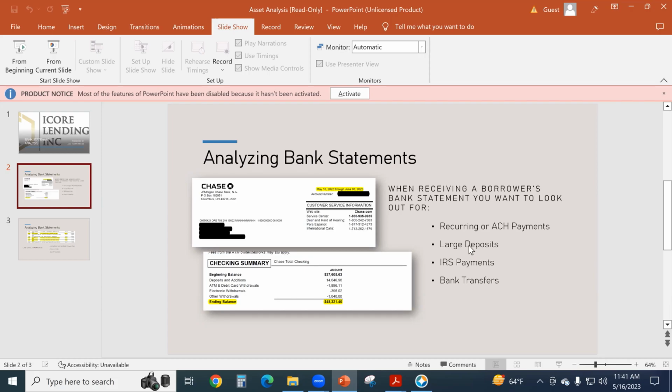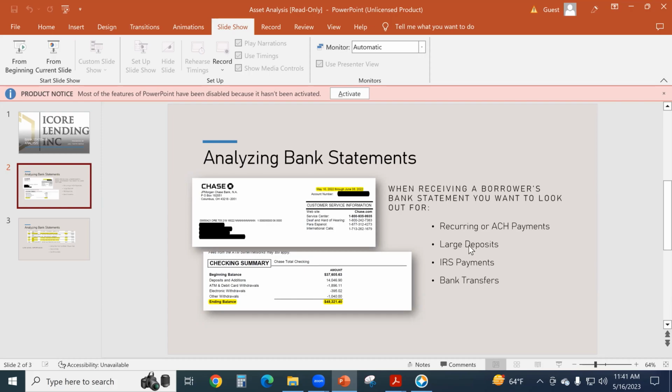Bank transfers are very important. Say in this case a borrower has a beginning balance of 37,000, and of that 14,000, say 10,000 was a transfer from savings. All we have is checking account statements. We need to have the statement from that source account. That is something FHA is calling for on every loan, and we're also getting that from our other investors.